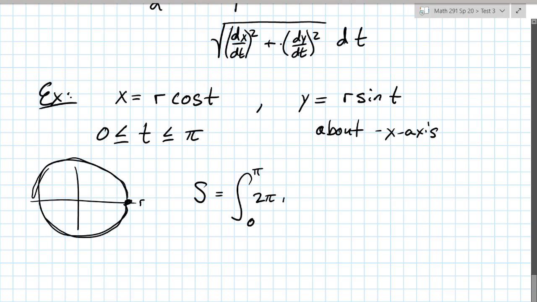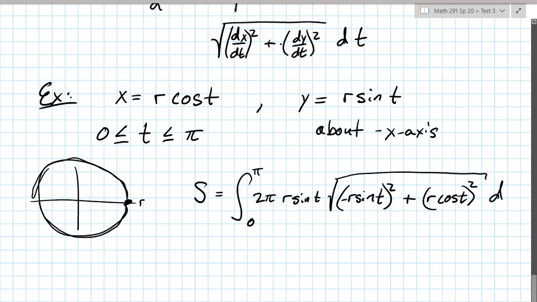In this case, r is r sine t times the square root of dx dt is negative r sine t squared plus dy dt is r cosine t squared dt.